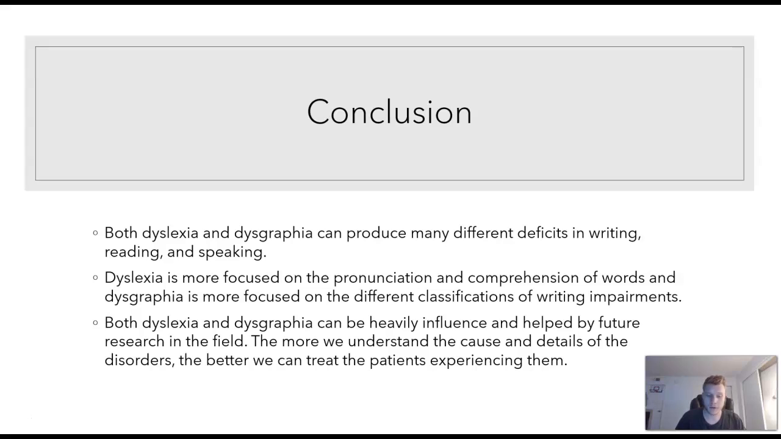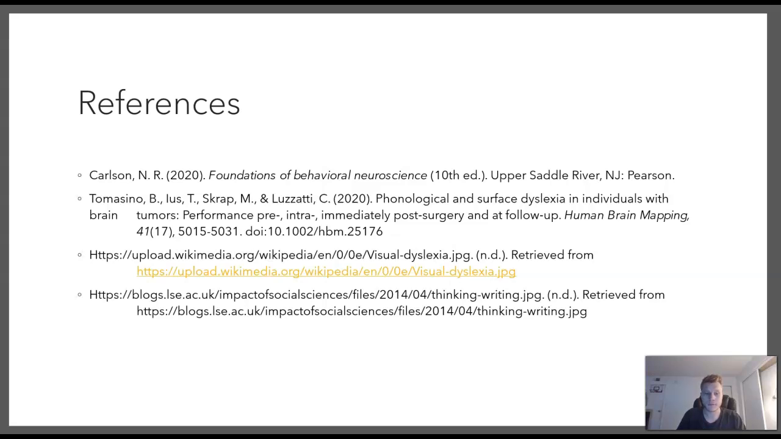So dyslexia as well as dysgraphia can cause many different forms of deficits involving writing, reading, and speaking. Dyslexia tends to be more focused on deficits related to pronunciation or comprehension of words, and dysgraphia tends to be more focused on a person's writing impairments. Both dyslexia and dysgraphia can be heavily influenced by future research. The more complete of an understanding we have on these disorders, the better we will be able to treat our patients in the future. And here is my reference page.